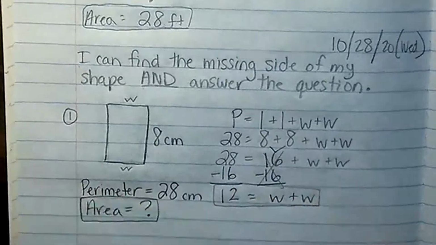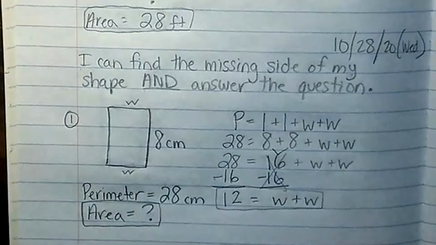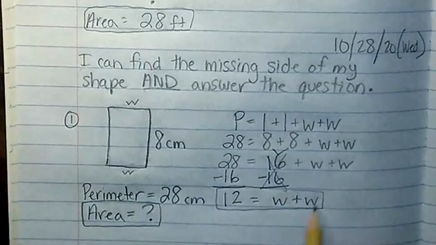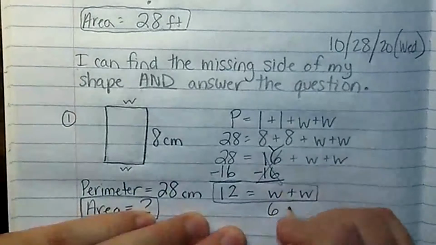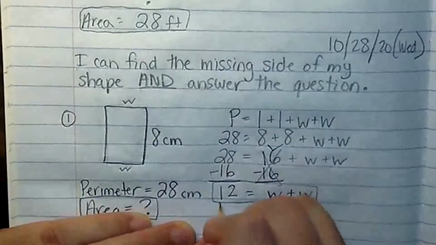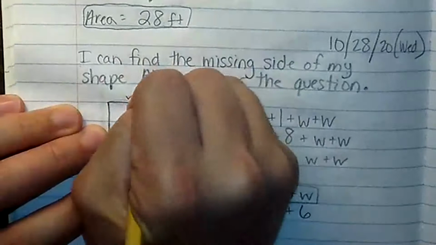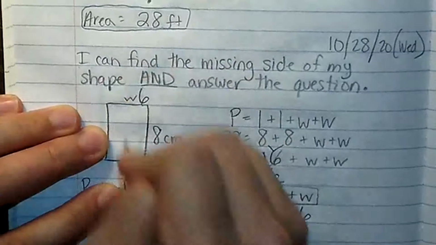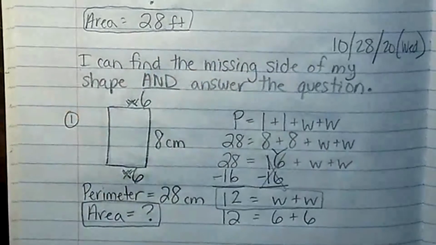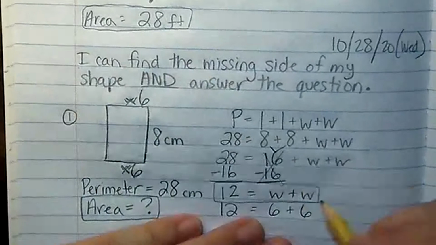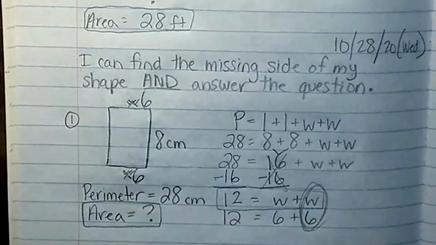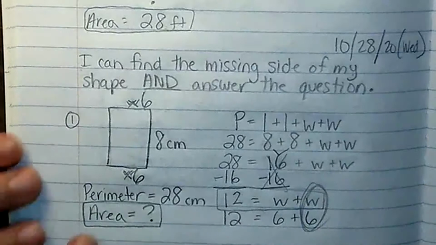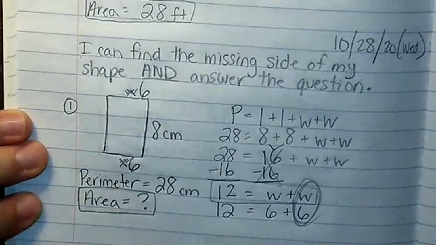What plus the same thing gives me 12? I need the same number plus the same number. 6. 6 plus 6 equals 12. So I know the top is 6 and the bottom is 6. I solved for my variable. And a too fast 4th grader would say, Miss Kirsten, 6 is the answer. But no. It wants to know what the area is.